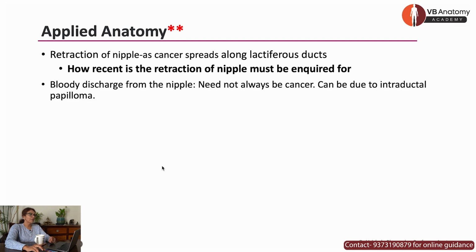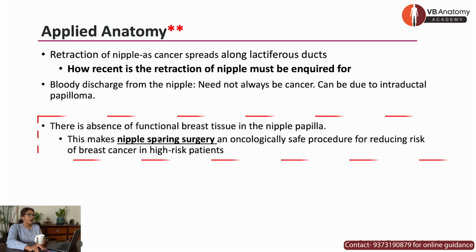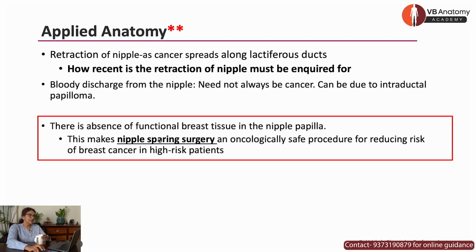Let's talk about it. One, retraction of the nipple is seen in cancer, but it's important to understand when. So whenever a patient comes with a somewhat retracted nipple, the question is, how recent is this retraction? That will give you a good indication of whether this is cancer related or otherwise. There have been instances of bloody discharge from the nipple.